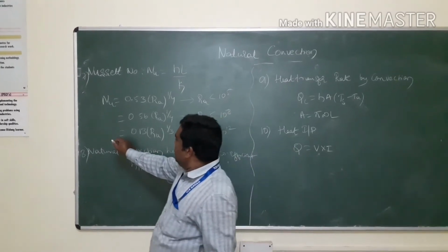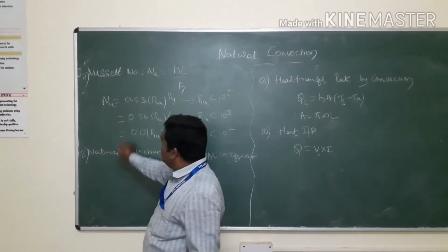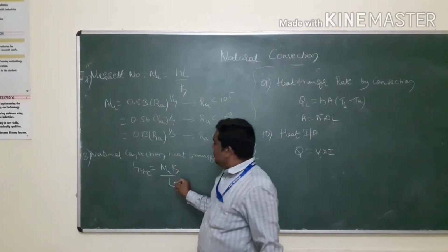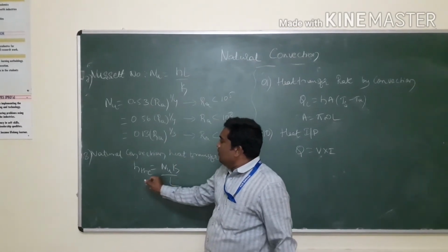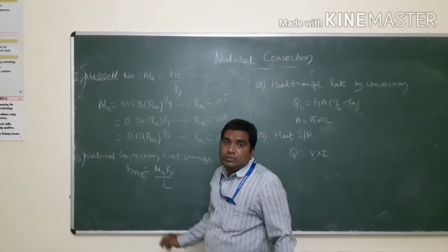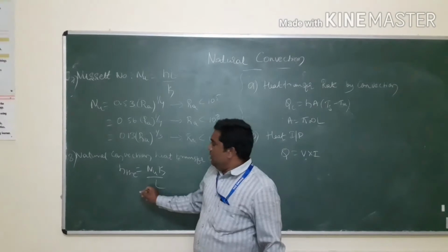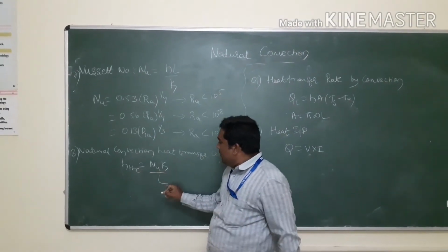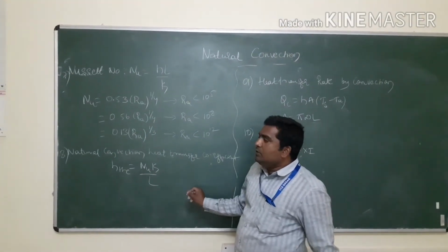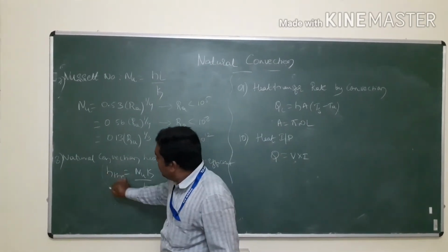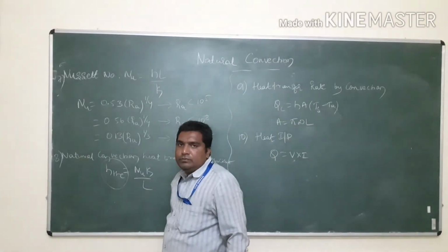Here we determine the Nusselt number, which is the theoretical value. By taking this Nusselt number and inserting it here, we can determine the heat transfer coefficient, which is the theoretical heat transfer coefficient. h is equal to Nu k by L, which is the theoretical heat transfer coefficient. So here we are able to determine the theoretical heat transfer coefficient.